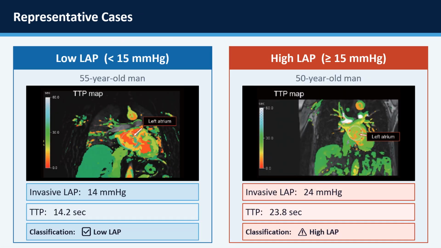Next, let's look at these TTP maps from the MRA and compare them in practice. On the left, we have a 55-year-old man with a low LAP, 14 mmHg. His TTP was 14.2 seconds. In contrast, on the right, a 74-year-old man with a high LAP, 24 mmHg, shows the slower TTP of 23.8 seconds. This visual difference of the TTP map is quite striking.